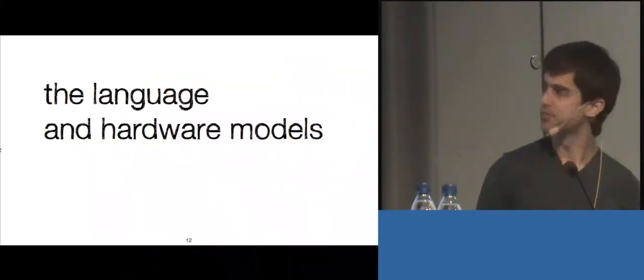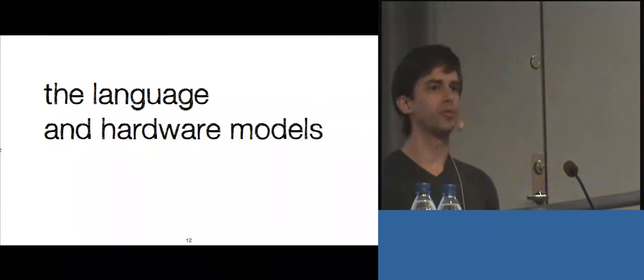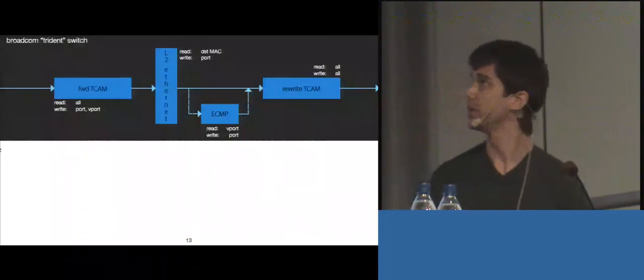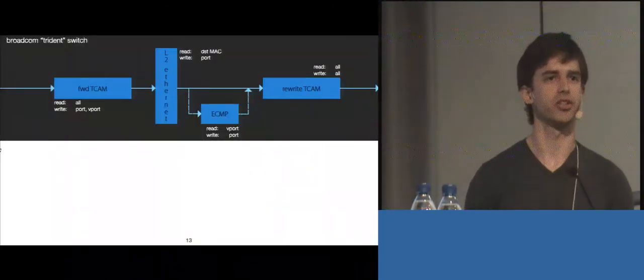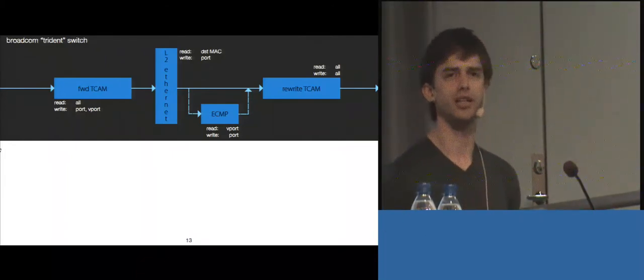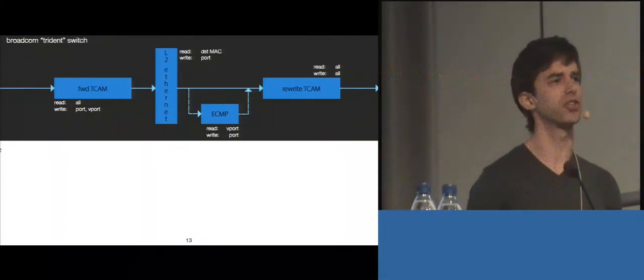Okay, so I'm going to introduce the language by showing 2 fragments of actual packet processing pipelines in real switches. So the first is the Broadcom Trident switch, which is a fixed packet processing pipeline. There are 4 tables, and each table can read and write to a fixed set of packet fields.